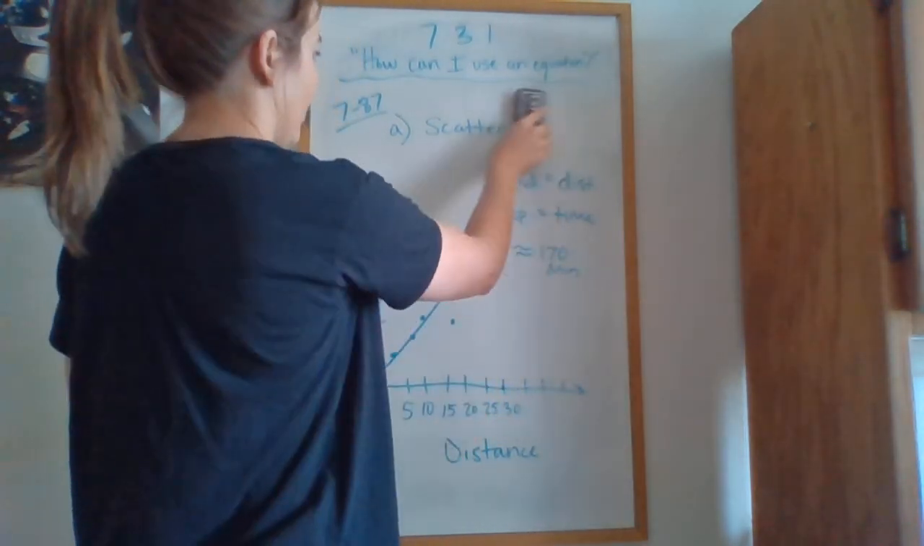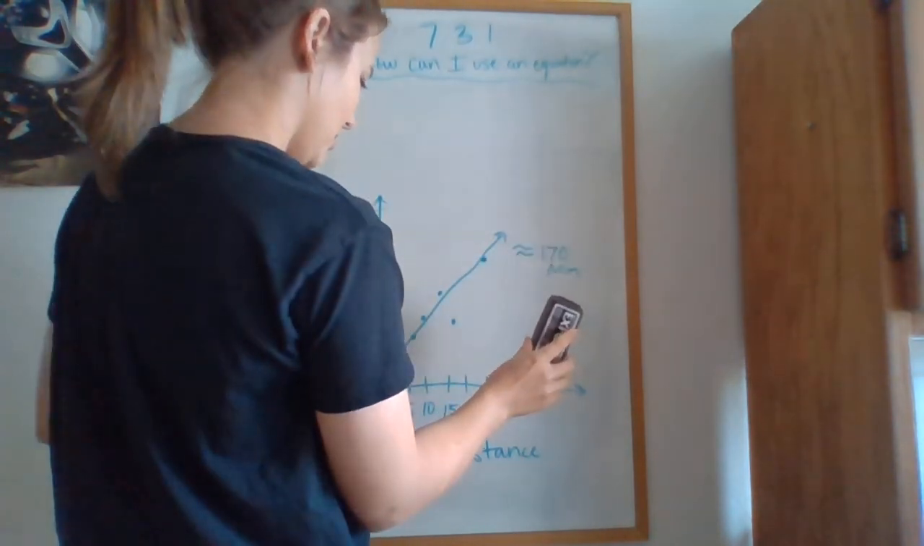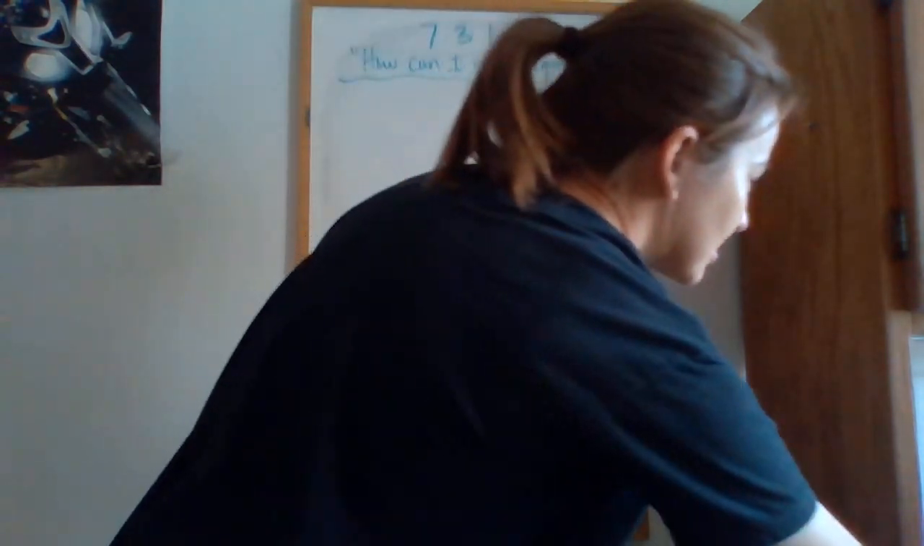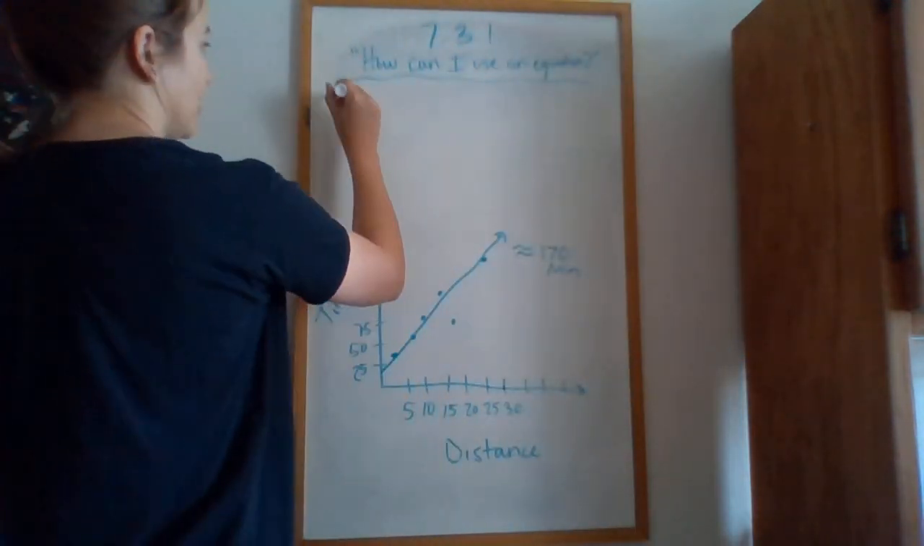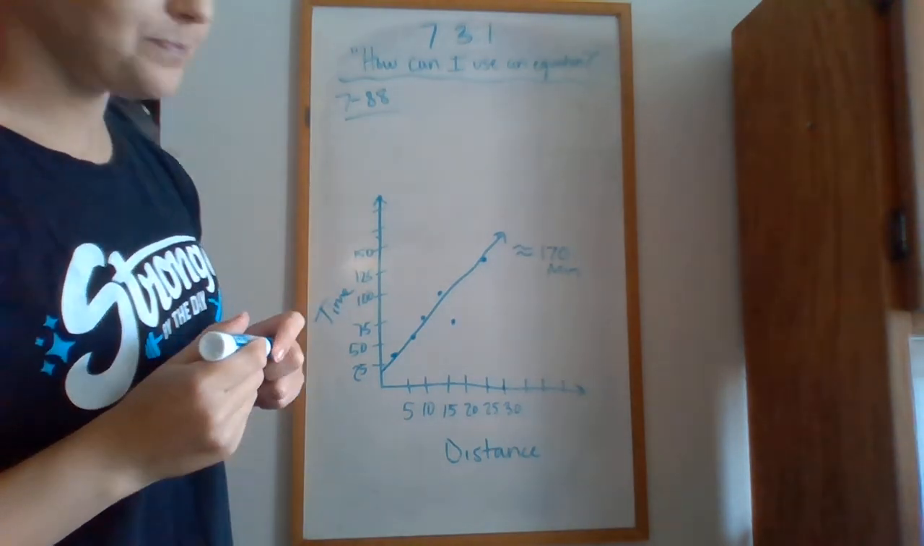And I'm also going to erase this. Yeah, so that's all I'm going to erase. And then my next problem is going to use this information still, so I kind of want it there. Okay, 788.